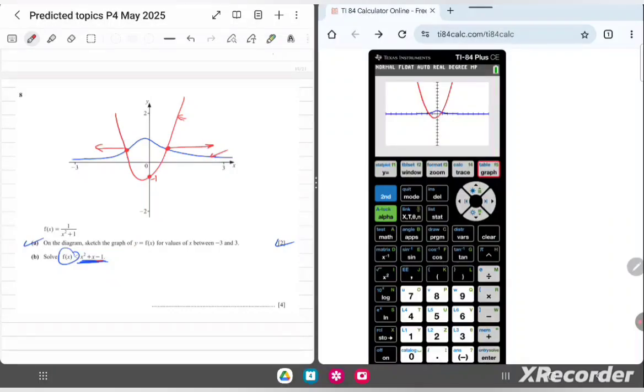Okay, let's find them by calculator. We can go to second calc, and let's go to intersect. I need the intersection of this line with this line. So they told me that the first point of intersection, this one, is 0.852. Let's find the second one. Let's go to calc again.